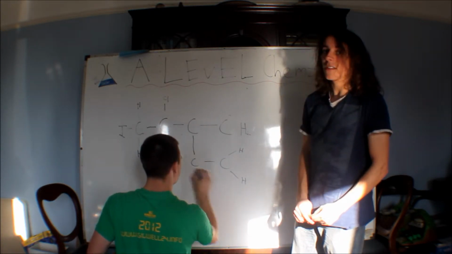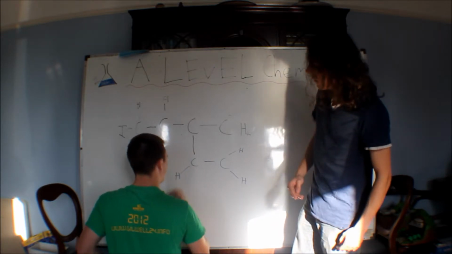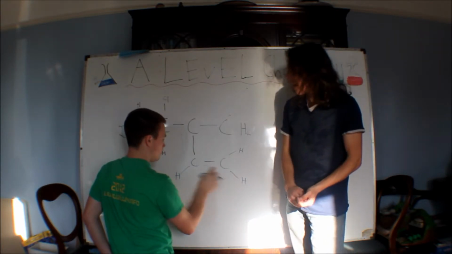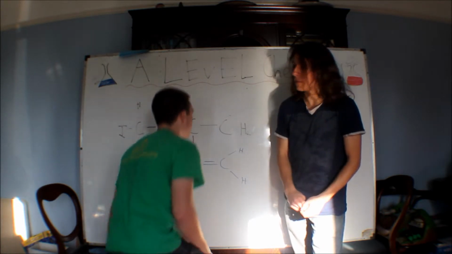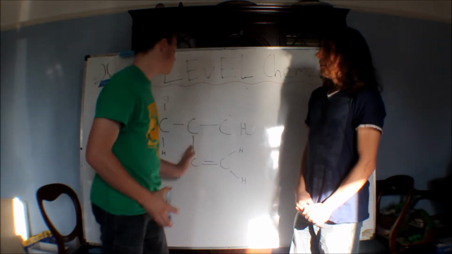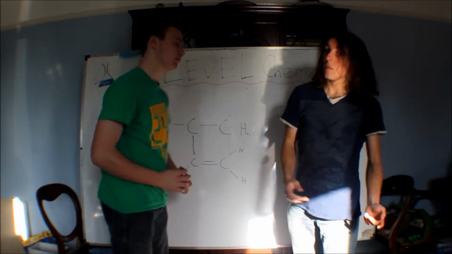That's because of the amount of bonds carbons have. They have 4 bonds each, and there's only 3 hydrogens, which is not enough. So it must be a double bond. That's something that's hard to realise if you don't draw it out, which is why I like to draw it out.